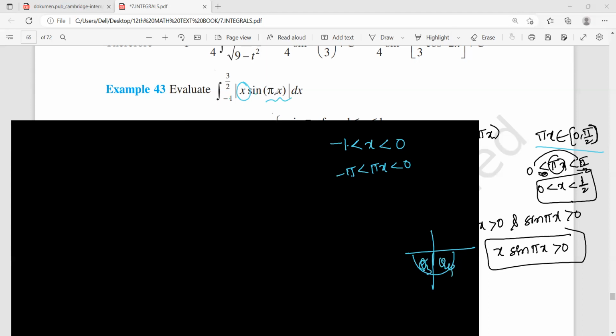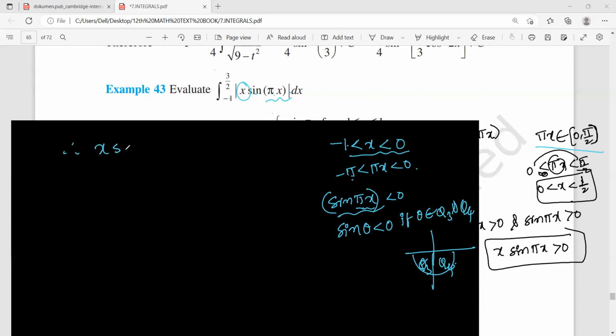Okay. Then what do I want? Sine pi x I want. Now sine pi x is less than 0, yes or no? Yes, sir. Sine theta, this is theta, whatever it is. Sine theta is less than 0. Theta belongs to minus pi to 0, that is the third and fourth quadrant. This is less than 0, this is also less than 0.